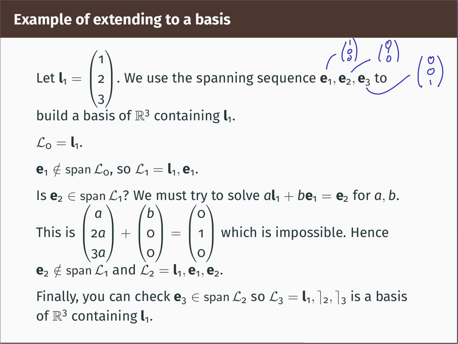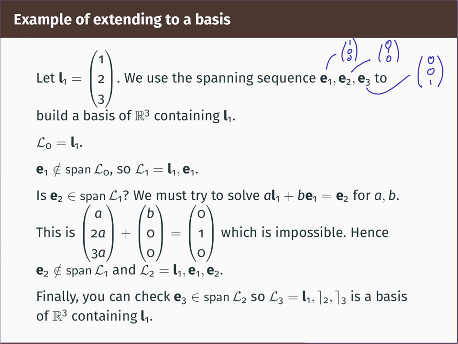When we work out L_1, remember that definition comes in two cases. So we have to determine, is e_1 in the span of L_0? The span of L_0 is just the span of this one vector l_1. So it's all the scalar multiples of l_1. And e_1, (1, 0, 0), is definitely not a scalar multiple of l_1. So e_1 is not in the span of L_0, which means we're in the second case of our definition. L_1 is equal to the vector l_1 followed by e_1.